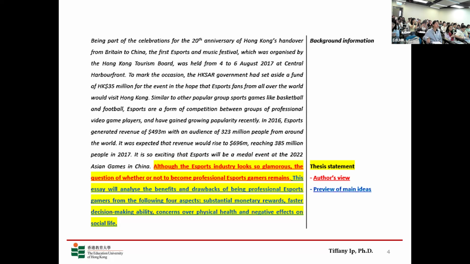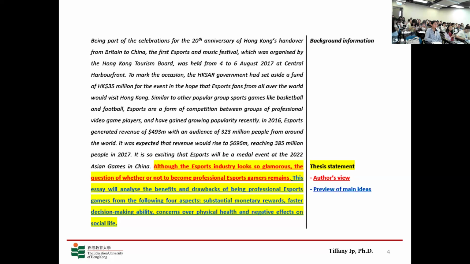And then the most important sentence would be the end of the introduction. That is the thesis statement. Starting from "although the esports industry looks glamorous," meaning although it looks good, "the question of whether or not to become professional gamers remains." So it highlights that it is controversial, right? So that is how you want to present it. This is a very critical topic, a controversial topic.